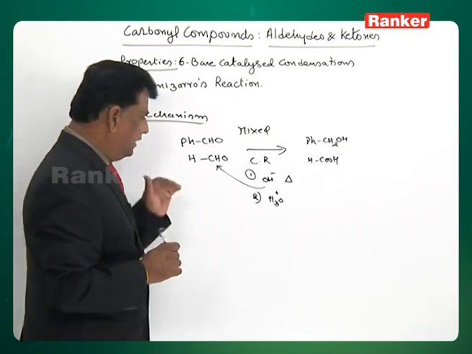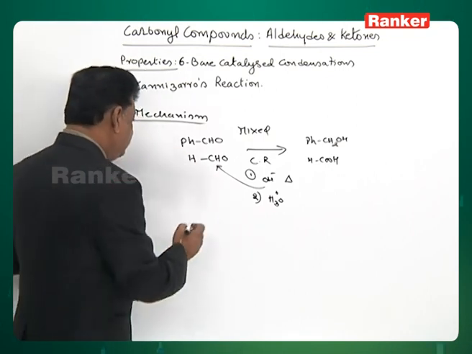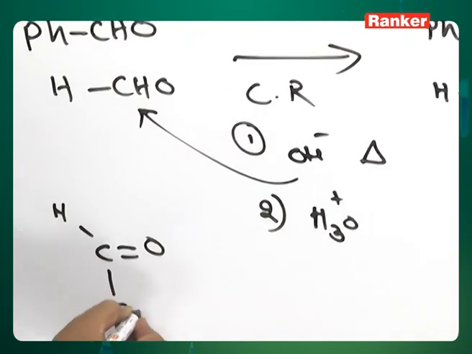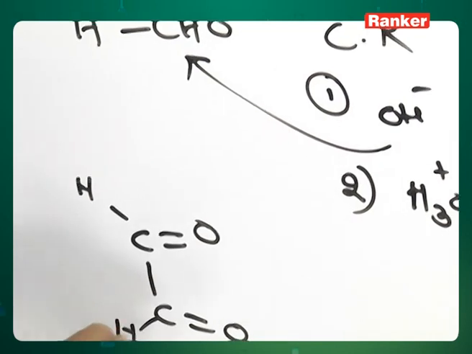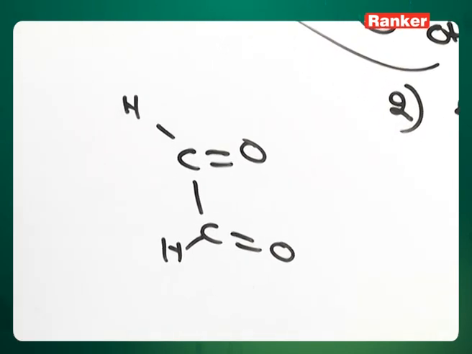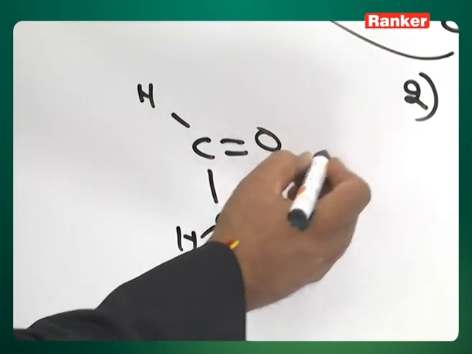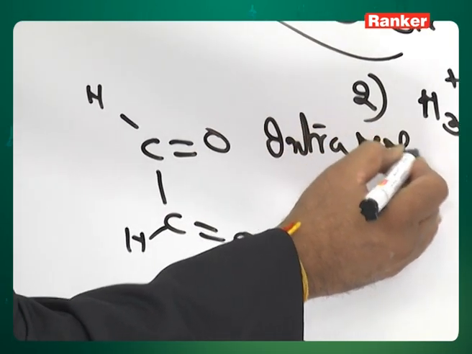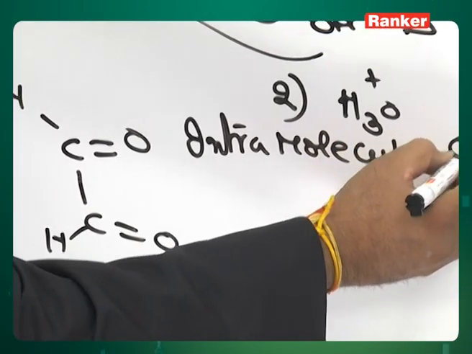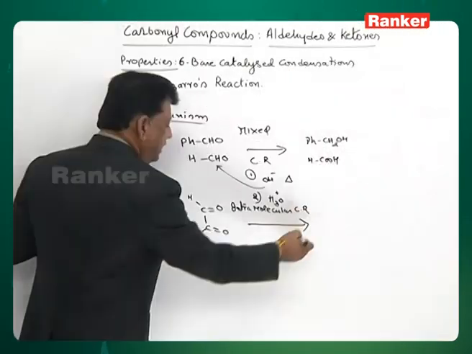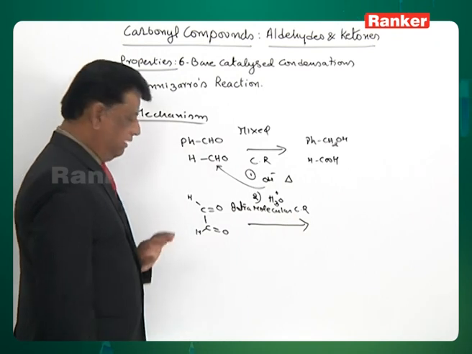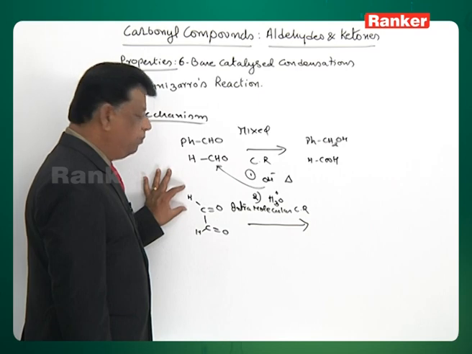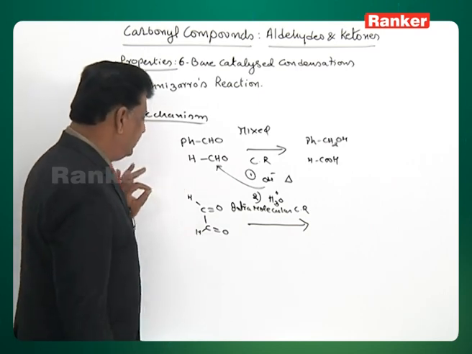This is a mixed Cannizzaro reaction, but if the compound is like this, one aldehyde is there, another aldehyde is there, right? This is 2 aldehydes. Now, in this case, it is called what? Intramolecular Cannizzaro reaction. That means, in this reaction, a second molecule is not necessary. Within the given compound, 2 aldehyde groups are there. So, one group let us oxidize, one group undergoes reduction.